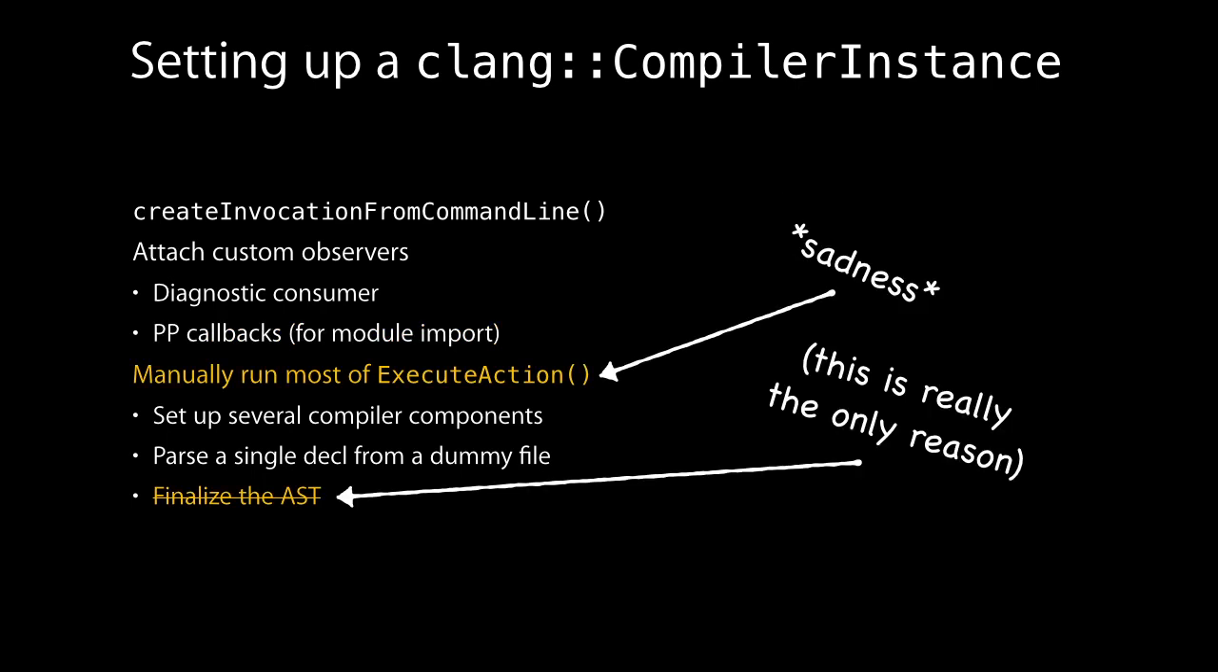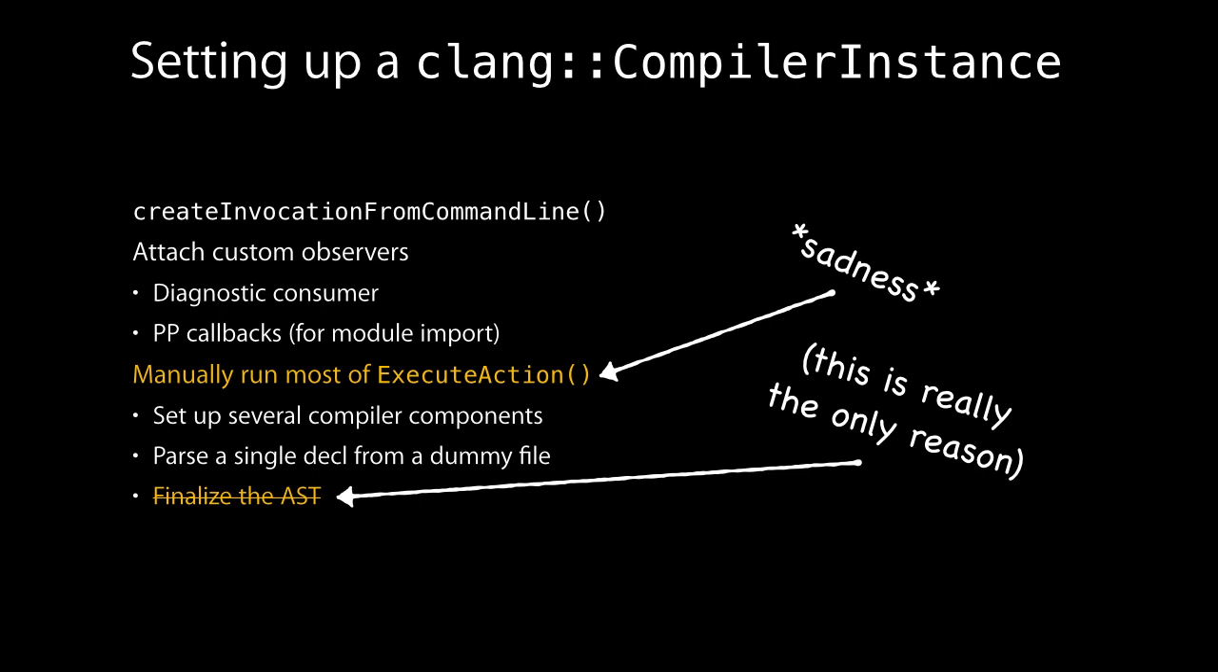And executeAction, well, yes. This part is unfortunate. Basically, the only reason we're doing it is because we always finalize the AST when we're doing it through Clang. So if we just change the interface here to allow not finalizing the AST, we could probably throw out this entire bullet point altogether and just use a single custom action.